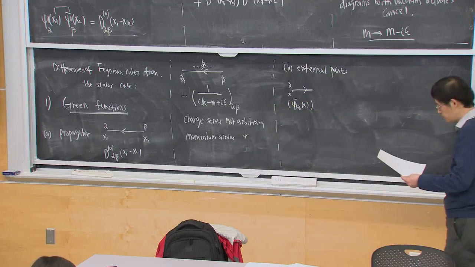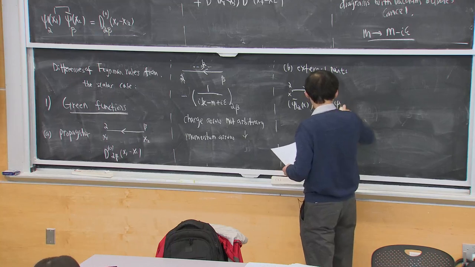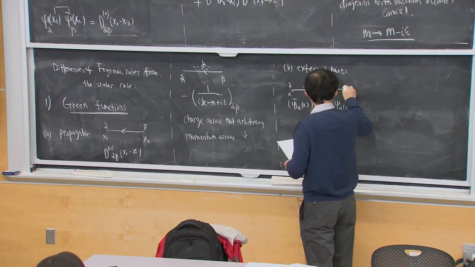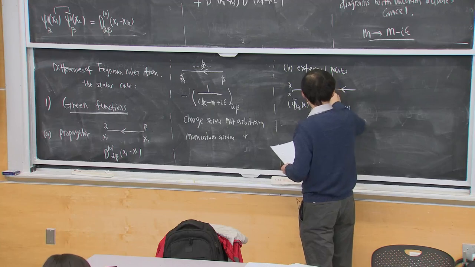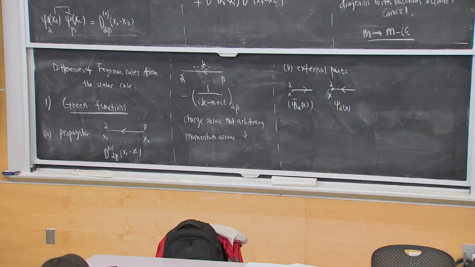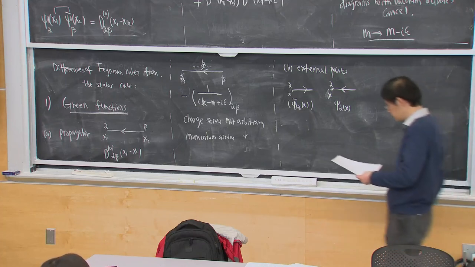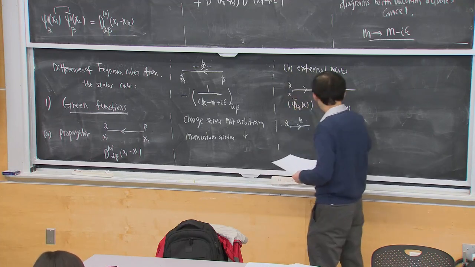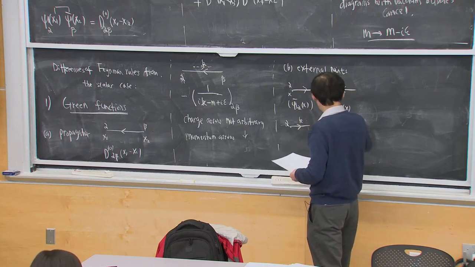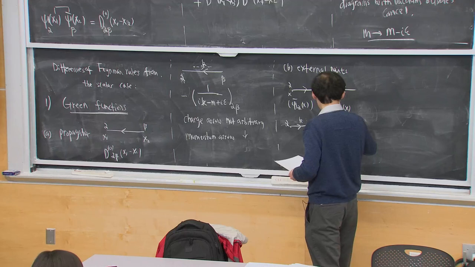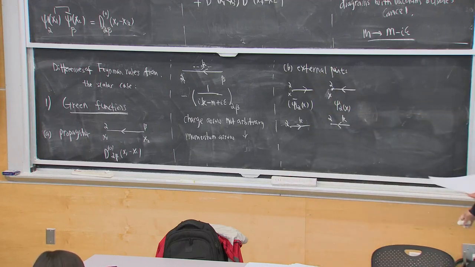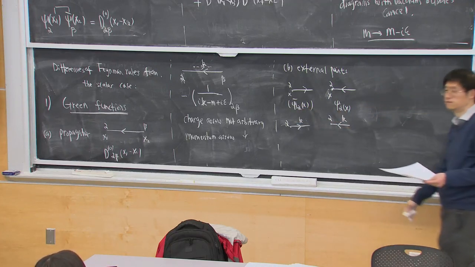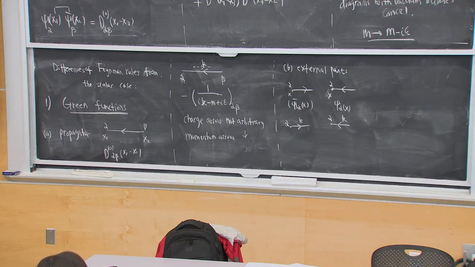Similarly, if you have a psi alpha x, then the arrow will come in. And in momentum space, if we choose the momentum to be the same direction, we just have k, and take k to be the same arrow, and here again it's the same thing. So this is the coordinate space, this is the momentum space, this is for psi bar, this is for psi. Just follow the same rule.